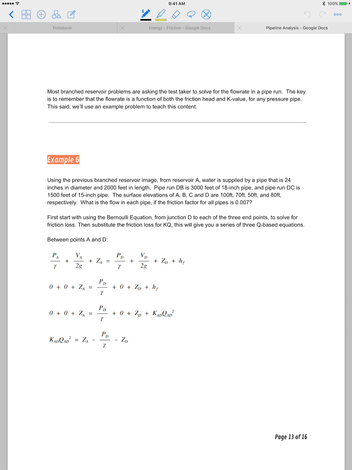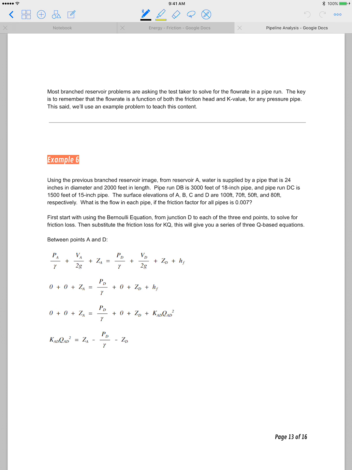All right. So why don't we jump into an example using that picture? Using the previous branch reservoir image, from reservoir A, the water is supplied by a pipe that is 24 inches in diameter and 2,000 foot in length. Pipe run DB is 3,000 feet of 18-inch pipe, and pipe run DC is 1,500 foot of 15-inch pipe. So we have lengths of pipe, we have diameters of pipe. The surface elevations of A, B, C, and D, the junction, are 170, 50, and 80 foot respectively. What is the flow in each pipe if the friction factor for all pipes is 0.007?